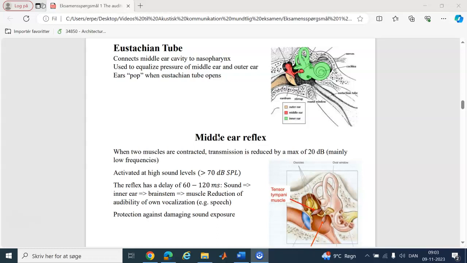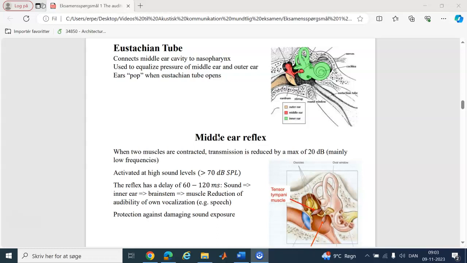There is a middle ear reflex with two muscles. The two muscles are contracted, and then transmission is reduced by a maximum of about 20 decibels, mainly at low frequencies. Those muscles are activated when the sound level is more than 70 dB.